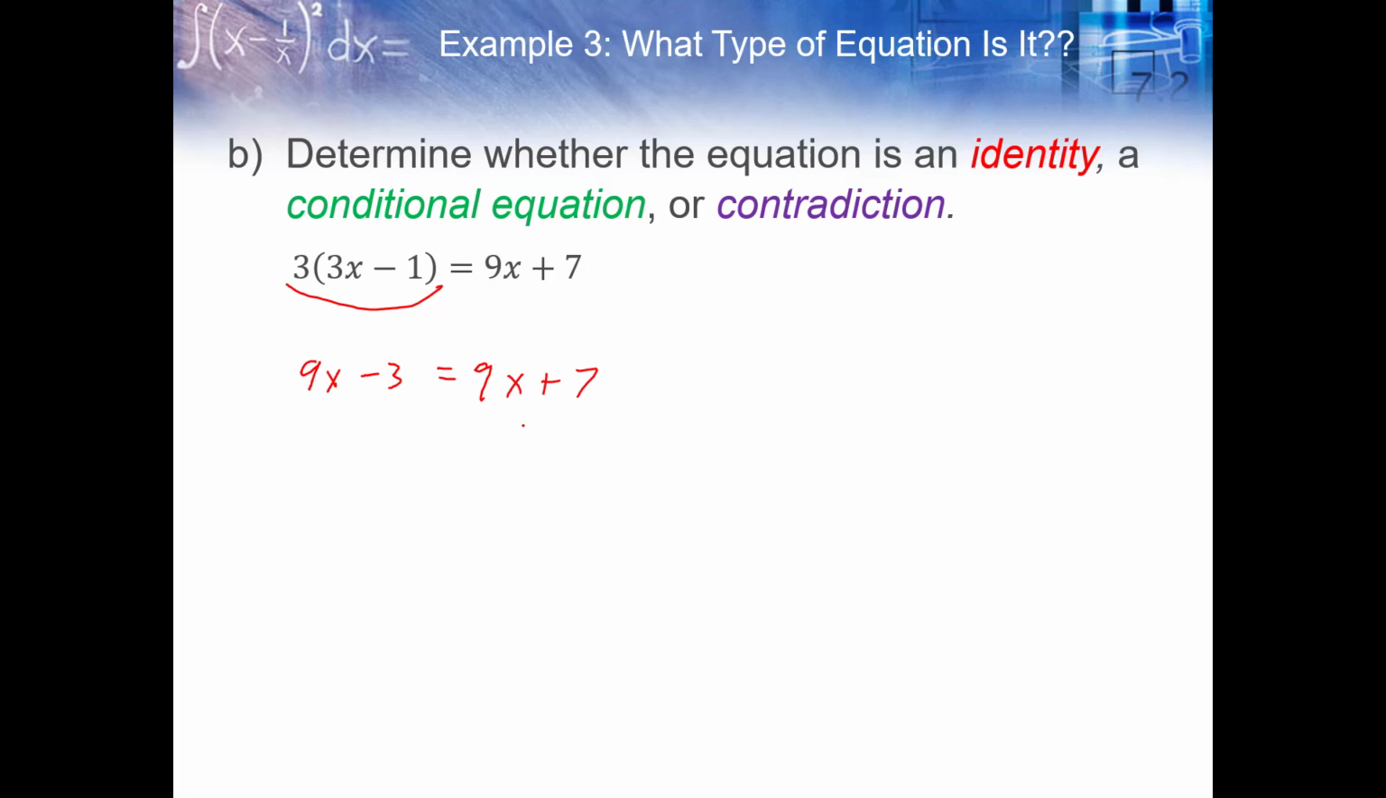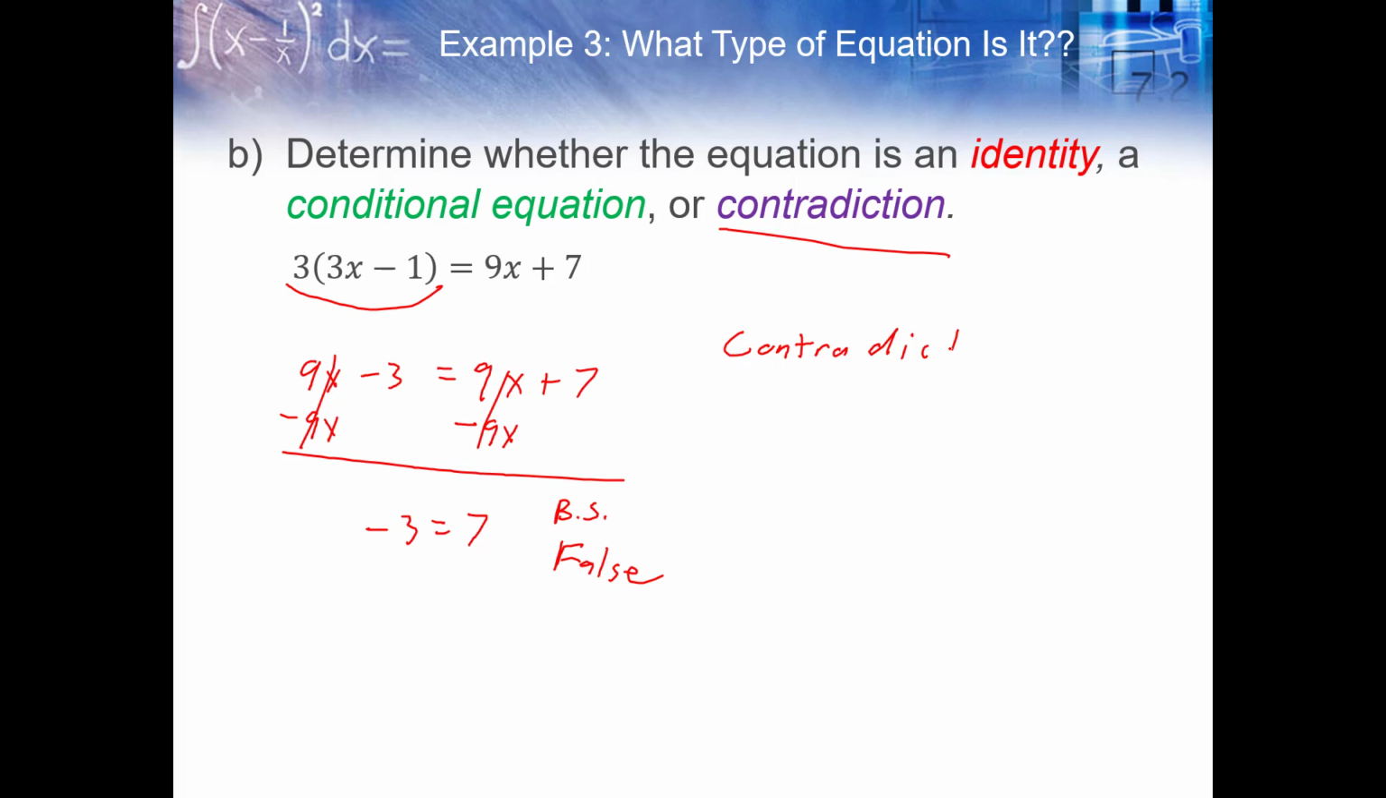Now we can attempt to move all the terms with the x's over here. I can subtract 9x from both sides, and once I do this, these cancel, and I have -3 is equal to 7. The technical term would be false. There's no way that -3 can be equal to 7. As a consequence, this is a contradiction. And of course, example 2, that would be a conditional equation.